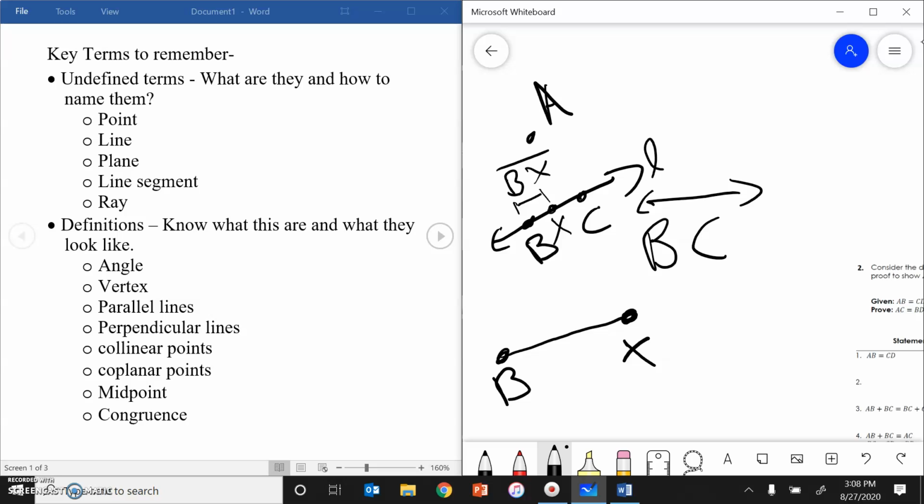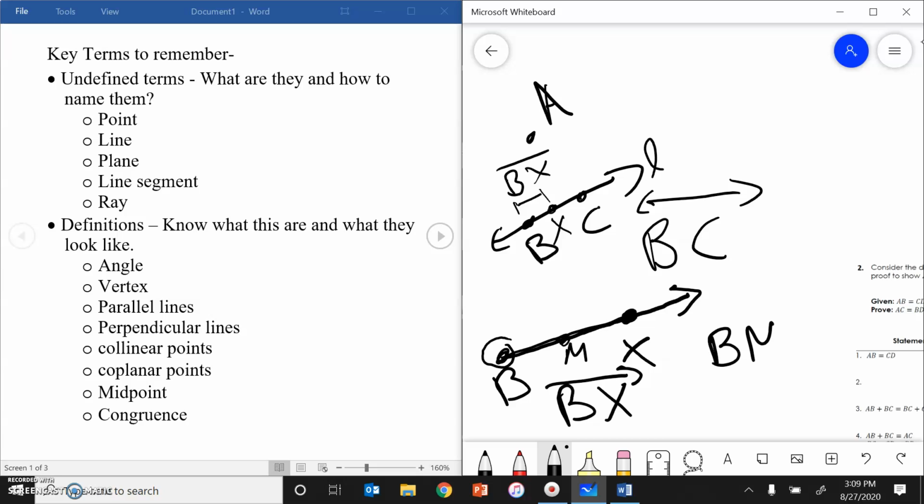Ray, well, the difference between a line and a segment and a ray is that a ray does go on forever in one direction. It does not go on forever in both directions like the line did, just one direction. And we always start our name with our endpoint. Our endpoint is point B, so we name it BX. If there was another point over here, then that could be ray BM. It's the same exact one as that one. Those two are the same.